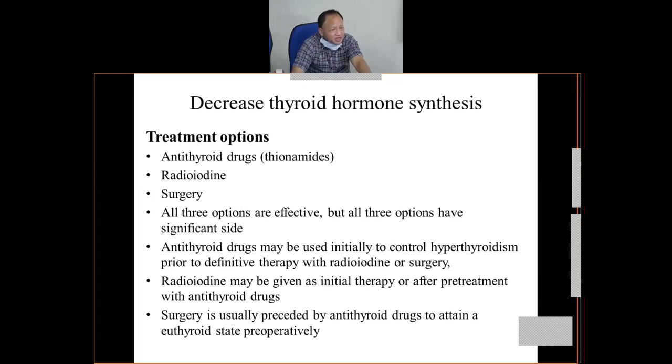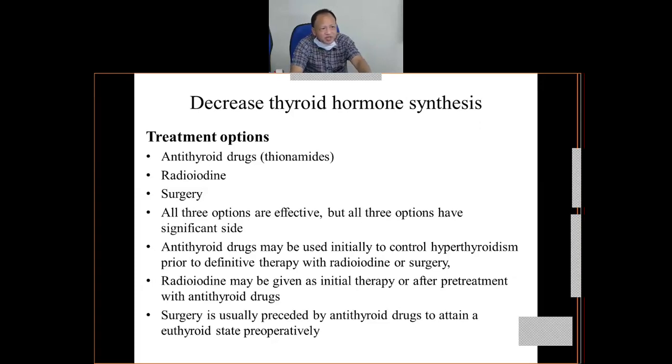The next is how to decrease the thyroid hormone synthesis. What are the drugs that are available? We have the antithyroid drugs, most commonly used, radioiodine, and surgery. You have to know that all these three are effective. However, they all have significant side effects.